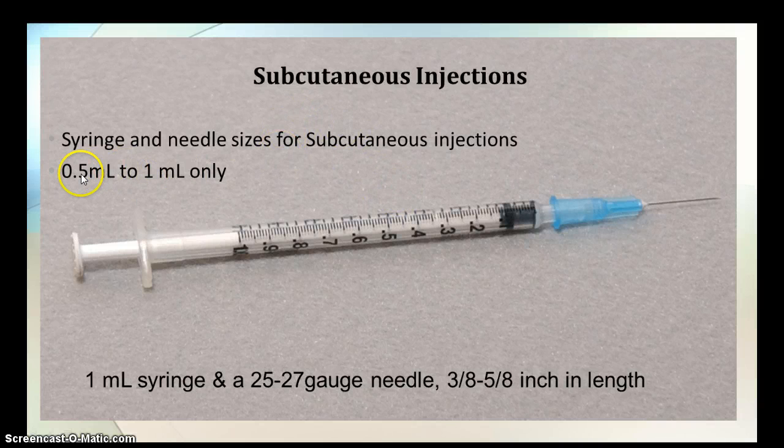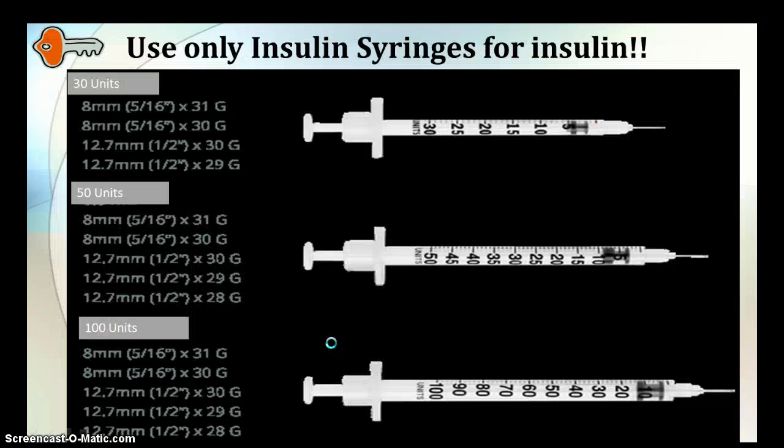Subcutaneous injections, basically up to a mL. You can do 0.5 to 1. And it's a fine needle gauge, 25 to 27. And here's your length. This is an example of a subcutaneous syringe where you can really get right down to the tenths as far as drawing up your medication, which we will do in the lab. Insulin syringes are sub-Q, but you need to use insulin syringes for insulin. As far as the other syringes are concerned, you have some choices, but when it comes to insulin, you must use an insulin syringe because they are in units, not milliliters.